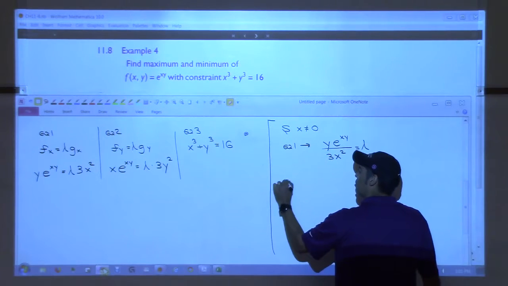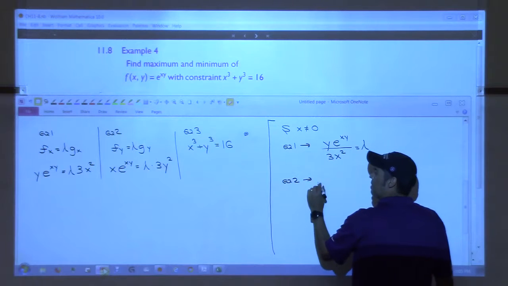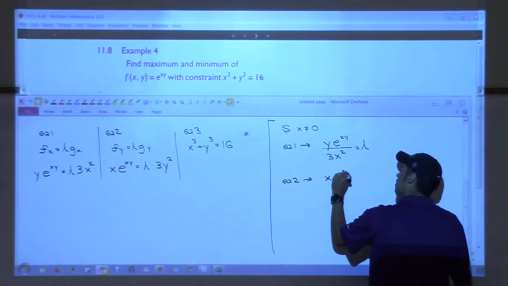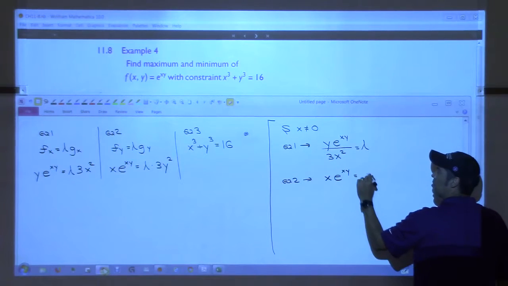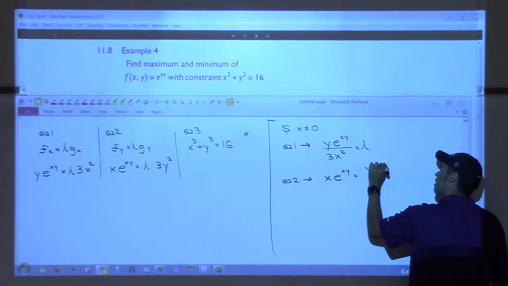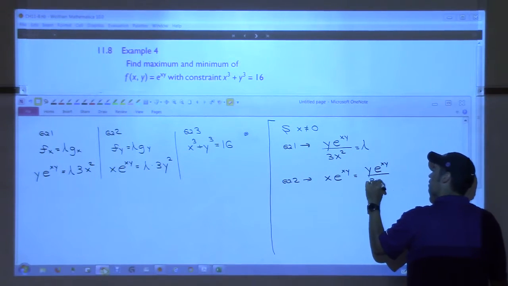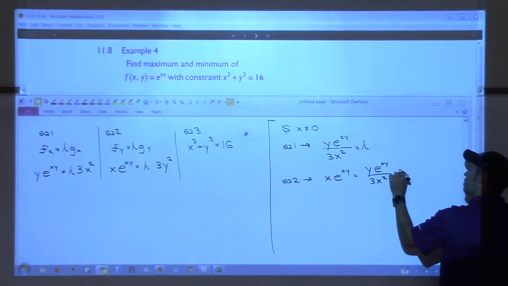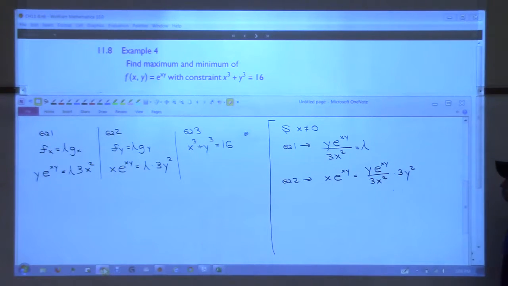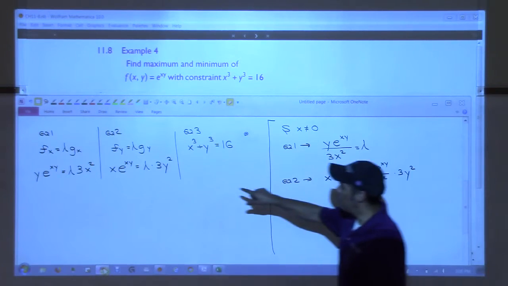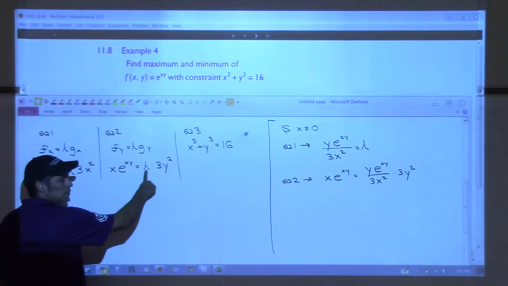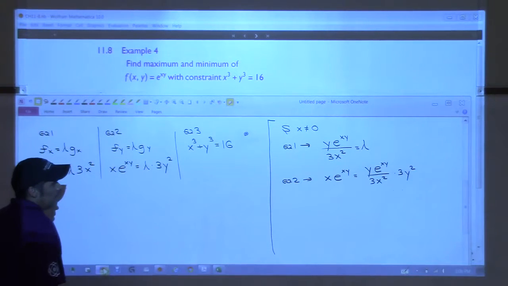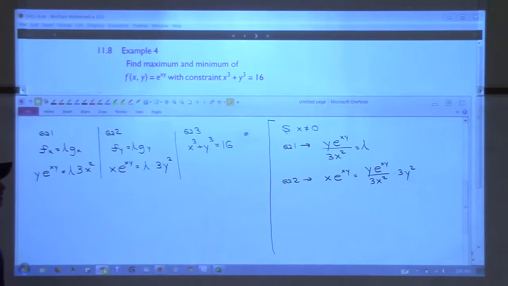So for equation two, it becomes x e to the xy equals lambda, which is y e to the xy over 3x squared times 3y squared. Everyone good with that? Just going into equation two and replacing that lambda with what we just solved for. And now there's some stuff we can do to start cleaning this thing up a little bit.